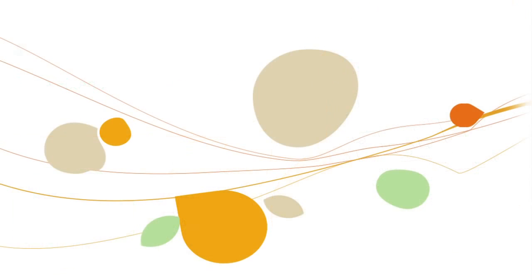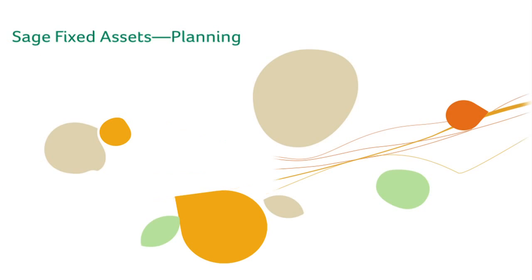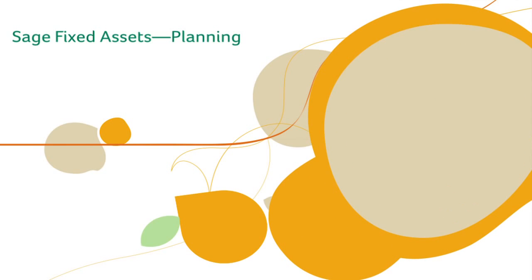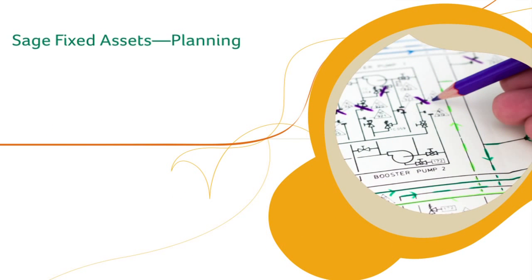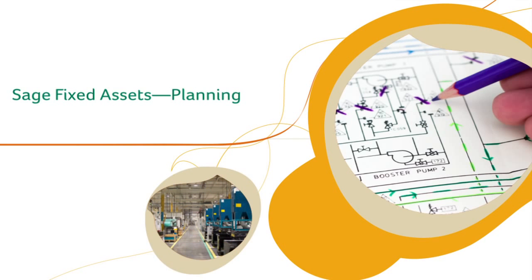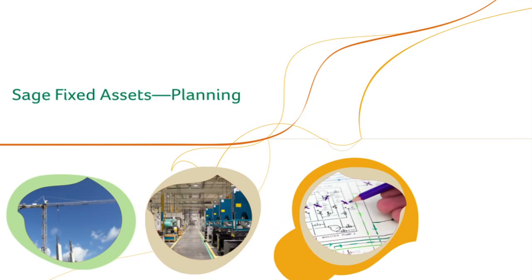Sage Fixed Assets Planning lets you take control of your fixed assets even before they become fixed assets by allowing you to more effectively manage your construction in progress projects. Whether you're assembling a single piece of machinery, retooling an entire plant, completing a retail build-out, or constructing a new building, Sage streamlines project management and gives you control over your capital budget.